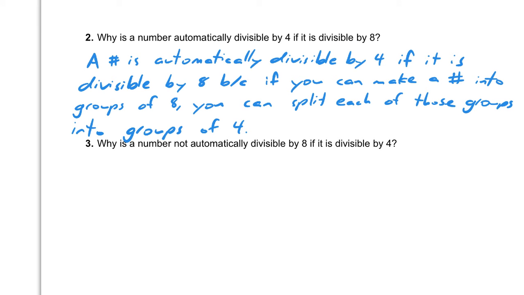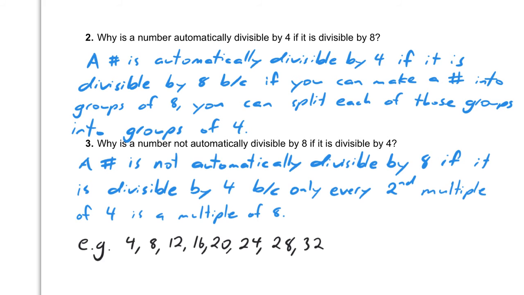A number is automatically divisible by 4 if it is divisible by 8 because if you can make a number into groups of 8, you can split each of those groups into groups of 4. Number 3 says, why is a number not automatically divisible by 8 if it is divisible by 4? And I might answer it like this.